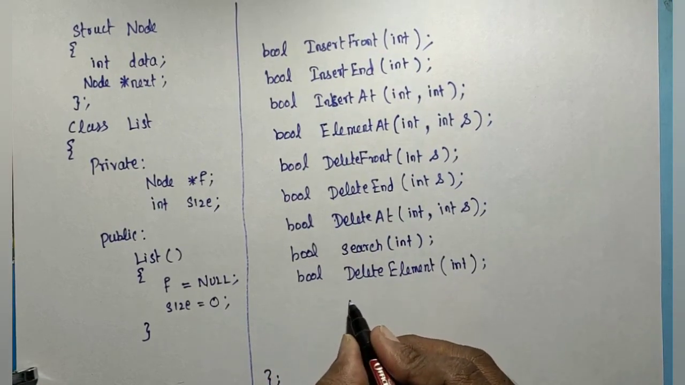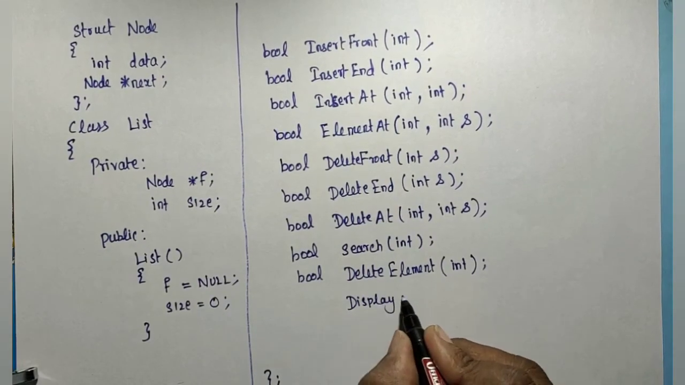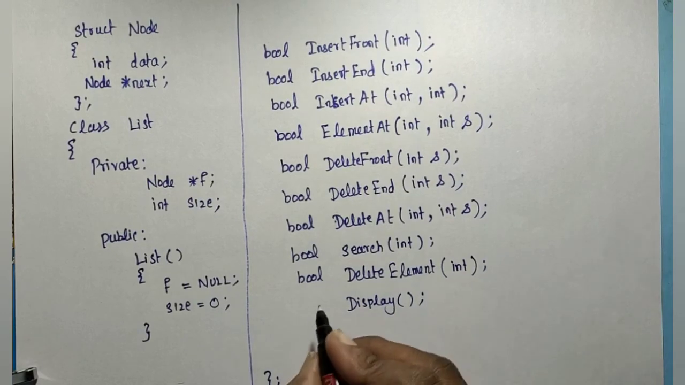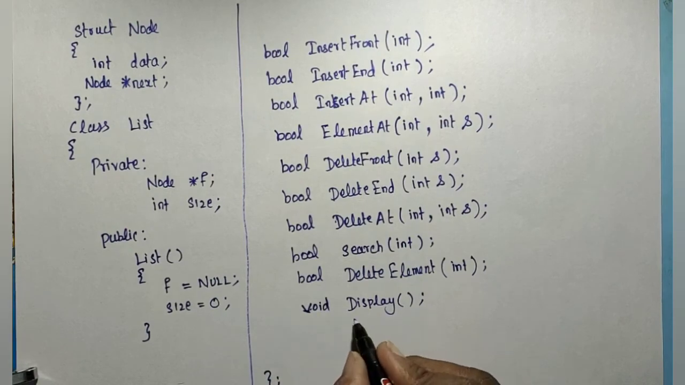And then finally, display. No output. It is going to print the elements directly on the screen. No input, void. It is going to print those elements directly on the screen.